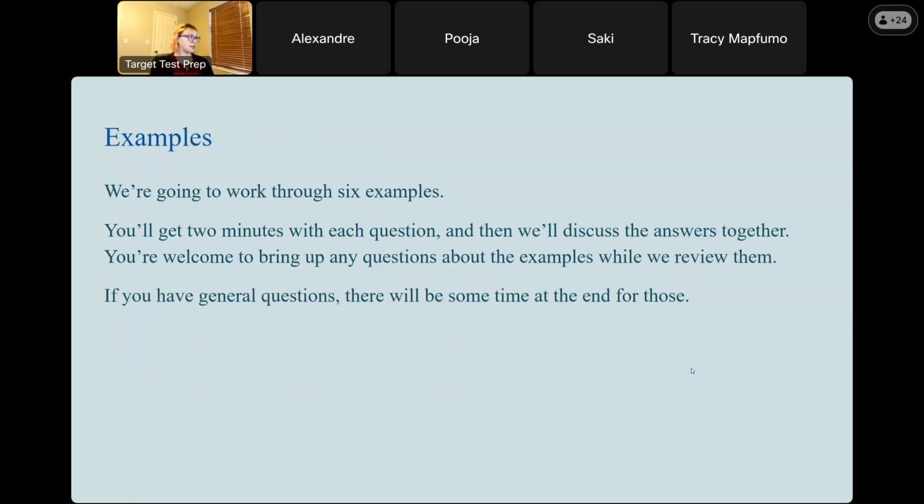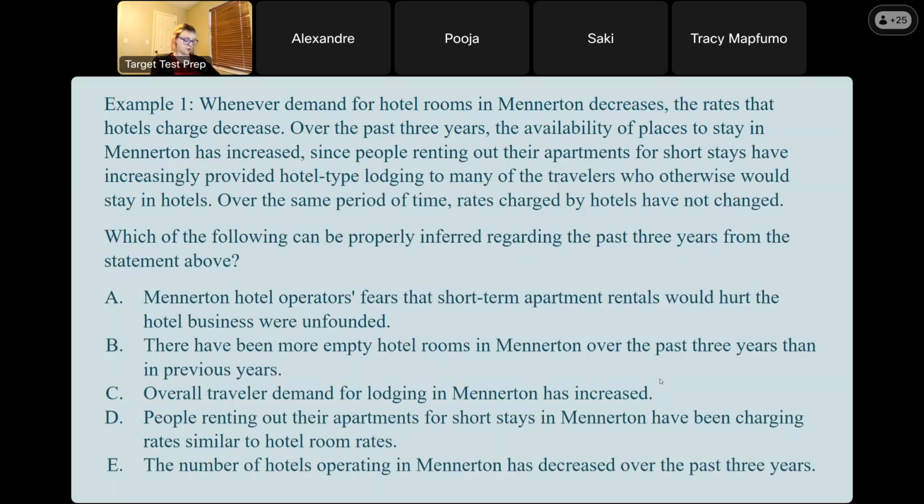We are going to work through 6 examples, and you will get 2 minutes with each question, and then we will discuss the answers together. And please bring up any questions about the questions as we go through. We will also have some time at the end for questions. We're going to go ahead and get started. Here is your first example. I will give you 2 minutes.